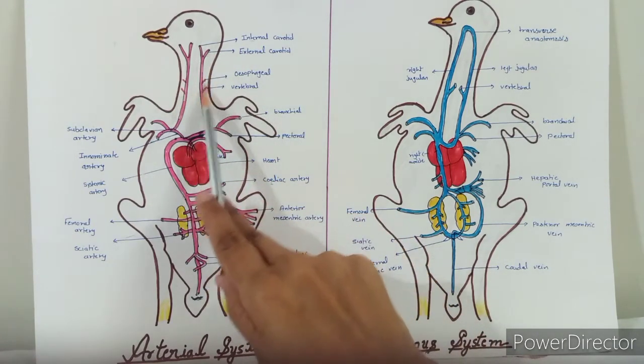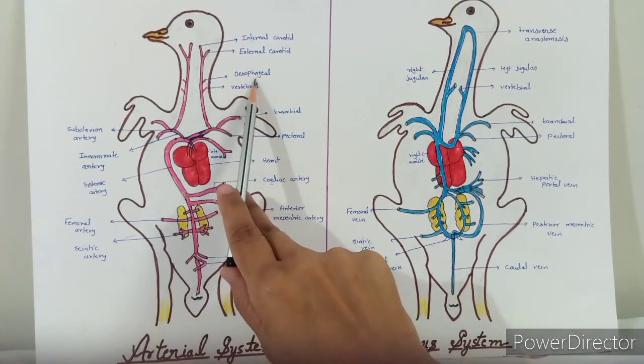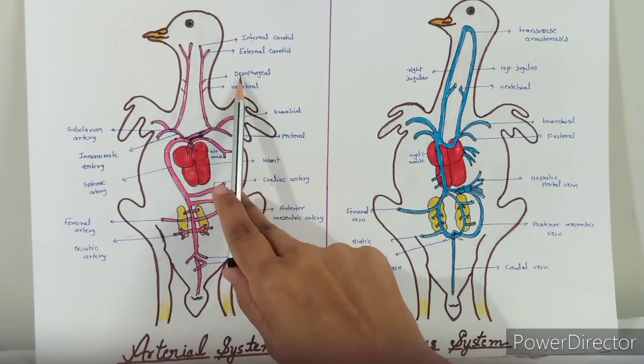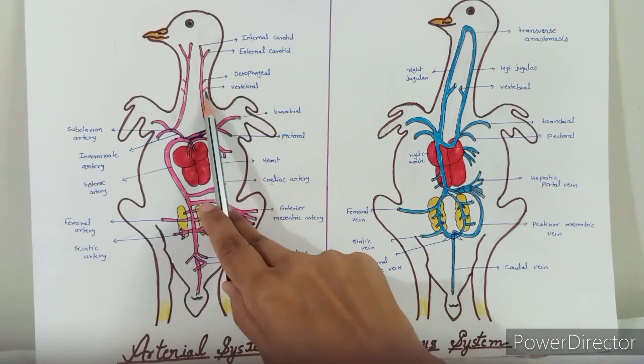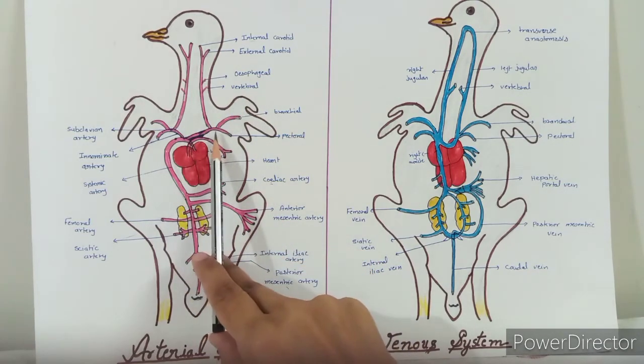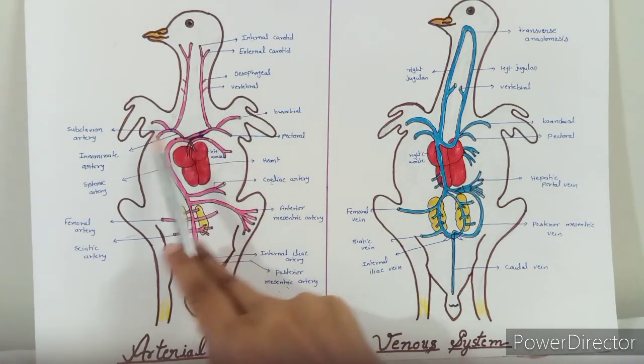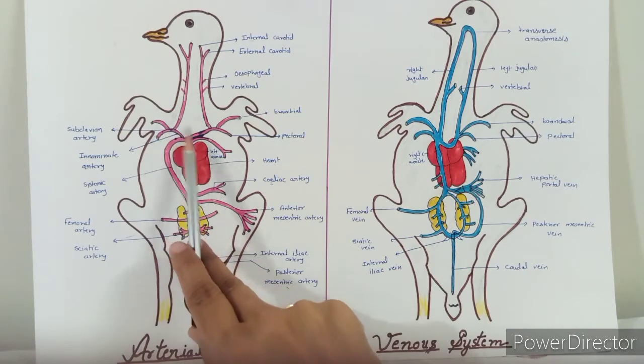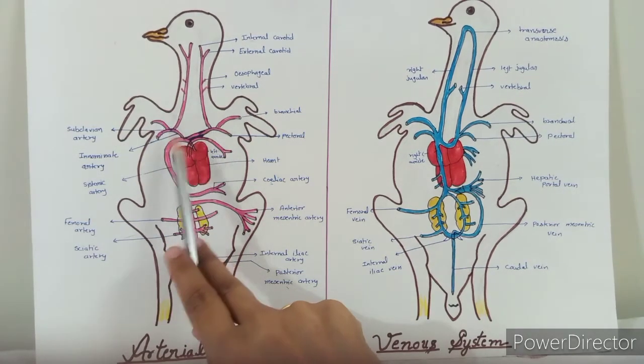And there are two also arteries. Esophageal supplies the blood to the esophagus, and this is vertebral. This supplies the blood to the vertebral column. And then we go down. This is the subclavian artery. This is a pair of subclavian arteries. So it is divided into further two parts.